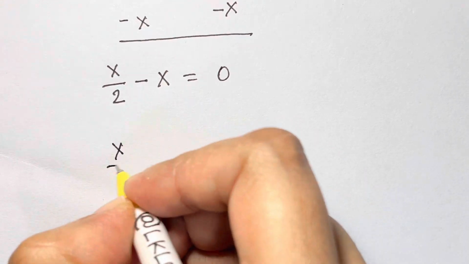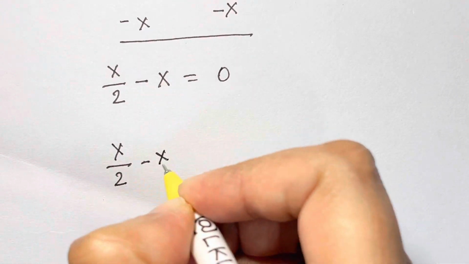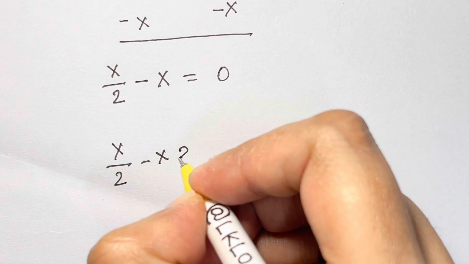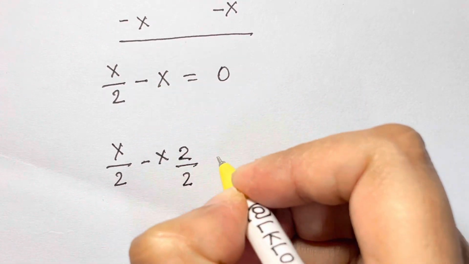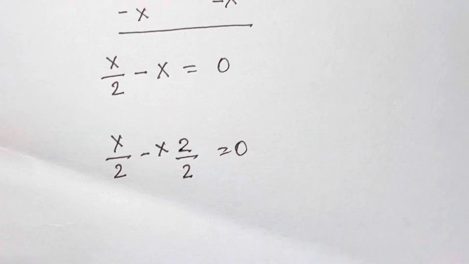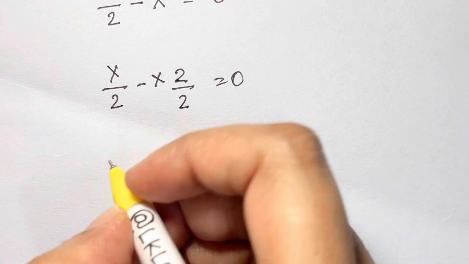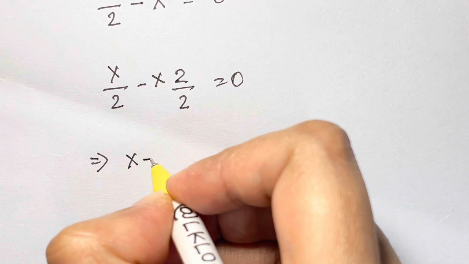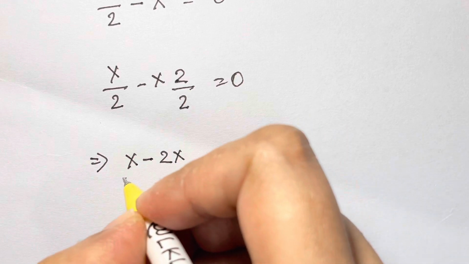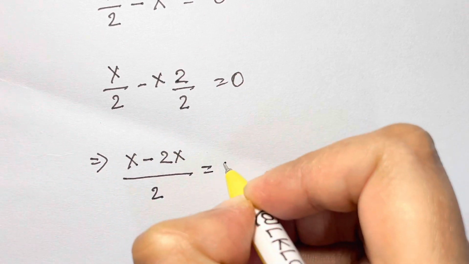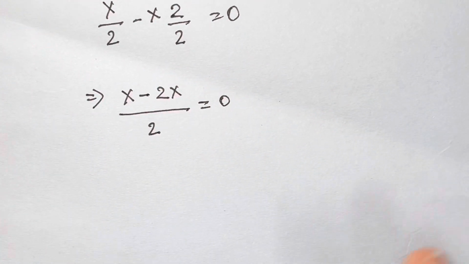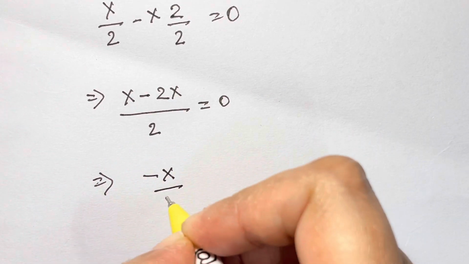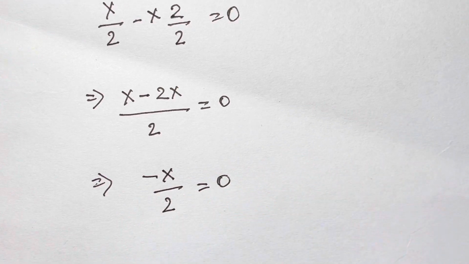So x over 2 minus x, and here it's times 1, so 1 is equal to 2. We can write it as 2 over 2, which is equal to 0. Now when you have the same denominators, you can easily subtract them. So you have x minus 2x over 2 is equal to 0. And that x minus 2x is equal to negative x over 2 is equal to 0.